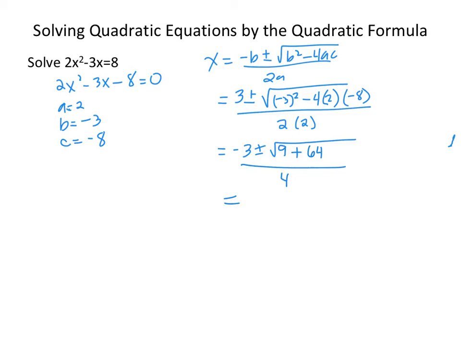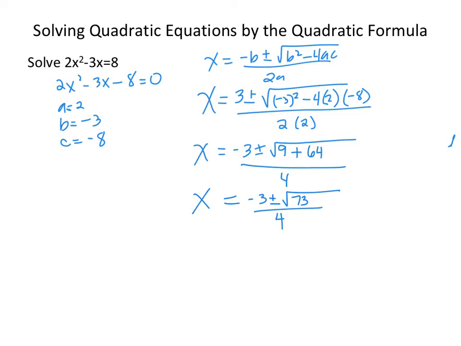From here, I will simplify that. So we have -3 plus or minus the square root of 9 plus 64, which is 73, over 4. In higher mathematics, so in algebra 2 and up, you would actually just simplify your radical and leave your answer as that. But in algebra 1, we'll actually just convert it to decimal.